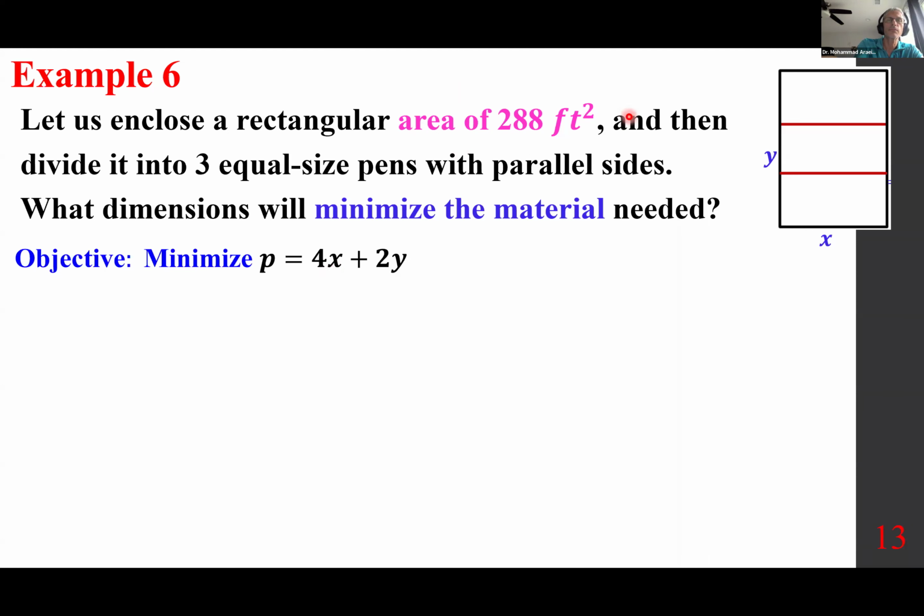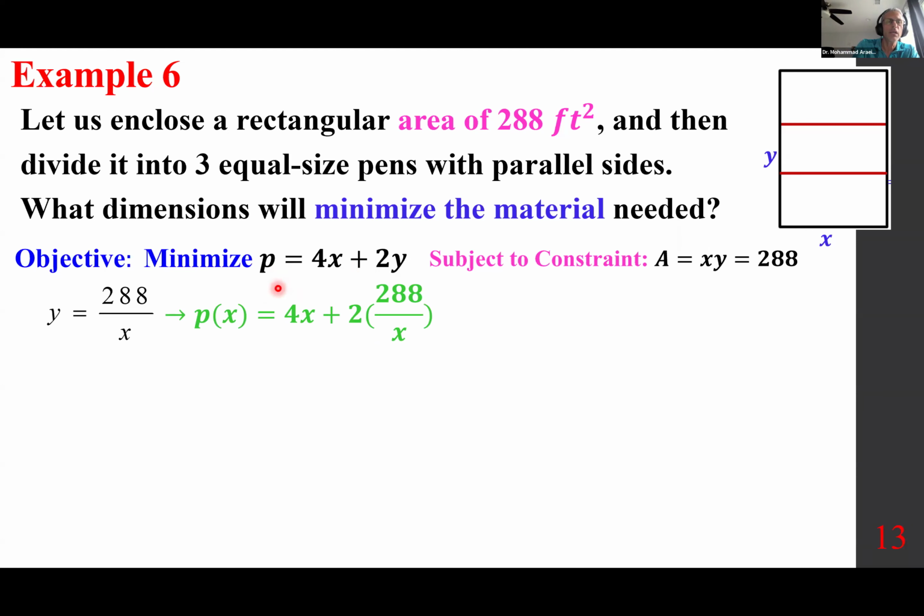Subject to the area being 288. So the constraint, the area, which is x times y, is 288. The objective function has 2 variables, x and y. So we solve for y in the constraint and put it into the objective function to make it a function of 1 variable.